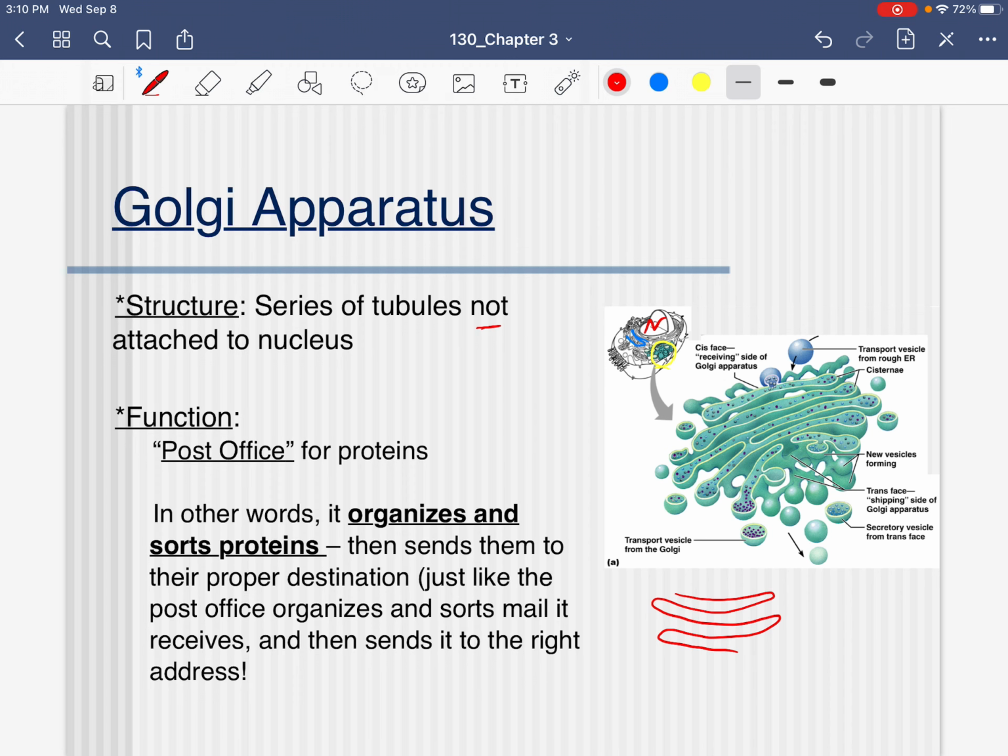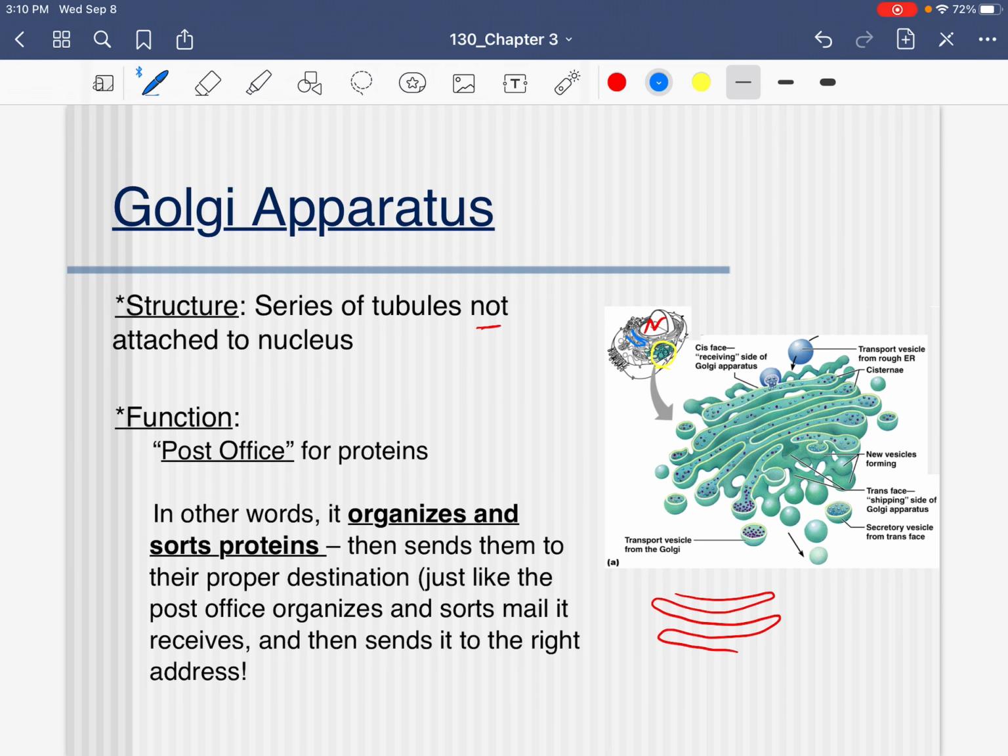So it is not attached to the nucleus, but in structure, it's pretty similar. So it's kind of a series of passageways. And what the Golgi apparatus does, it organizes and sorts proteins. You might like the idea that it's kind of like a post office where it gets a bunch of things from everybody and the post office sorts it by address and then sends it out to the proper place. Well, we're going to find that the Golgi apparatus works in a similar way.